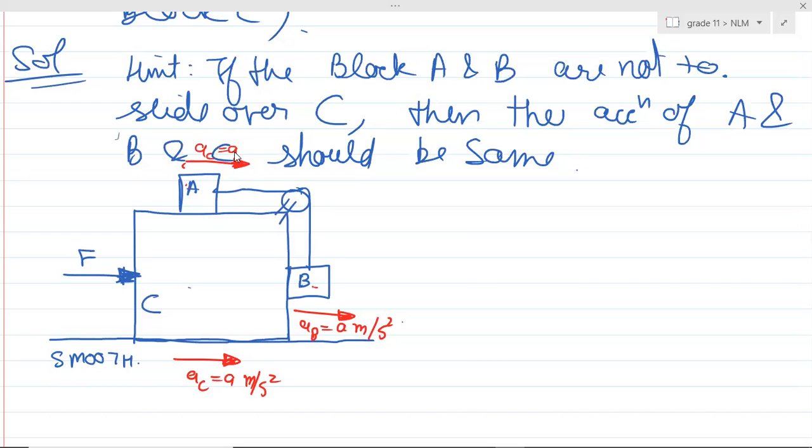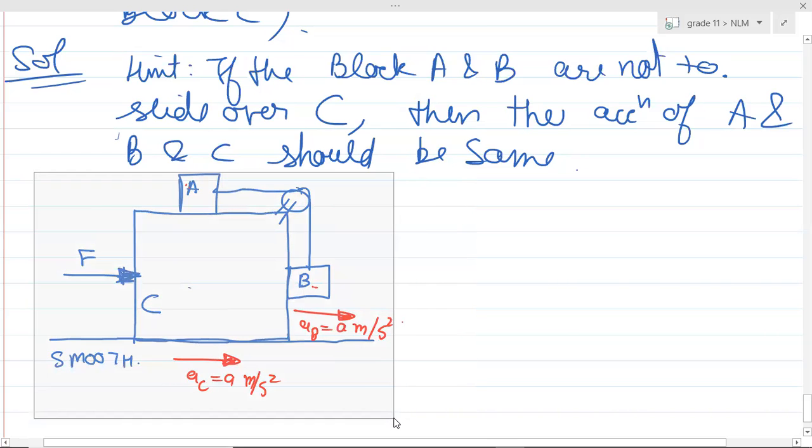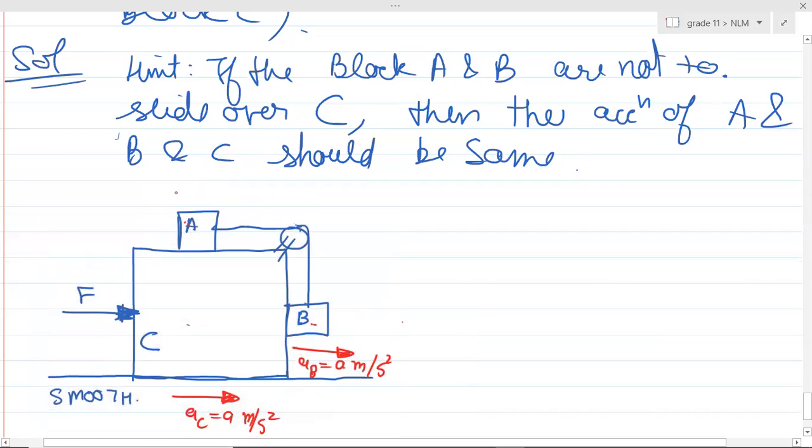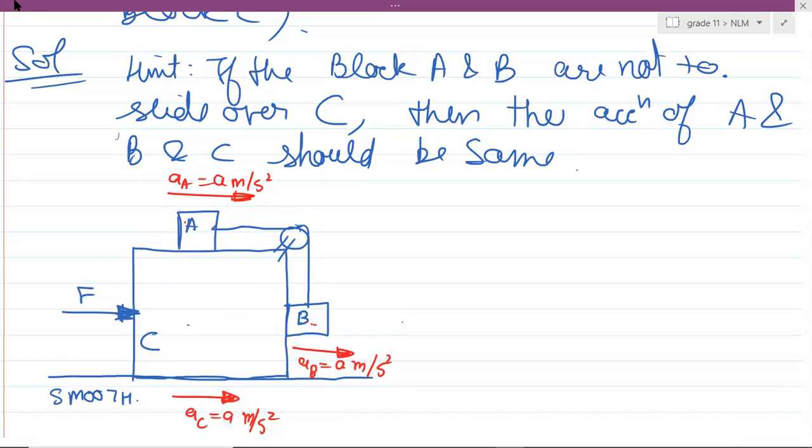Are you getting my point, guys? Are you able to understand what exactly I meant by this particular thing? So the acceleration of A also is a meter per second square. This is the hint which I can give. Now you need to draw all the forces acting on C, B, A individually. Please remember, B will also be in contact with C, A will also be in contact with C. There are lots of contact points. Normal reactions are necessary in this case.